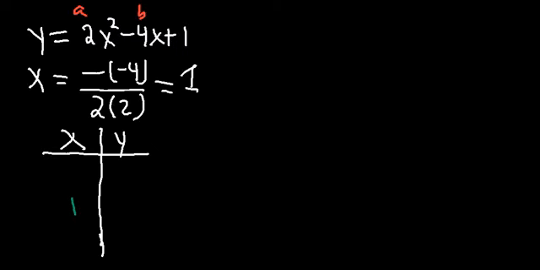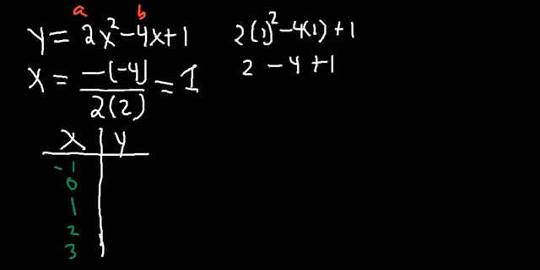So let's make our table. And we need 2 points to the left of 1. That's 0 and negative 1. And 2 points to the right, 2 and 3. So let's begin by plugging 1 in for x. So 2 times 1 squared minus 4 times 1 plus 1. So this is 2 minus 4 plus 1. And that's equal to negative 1.